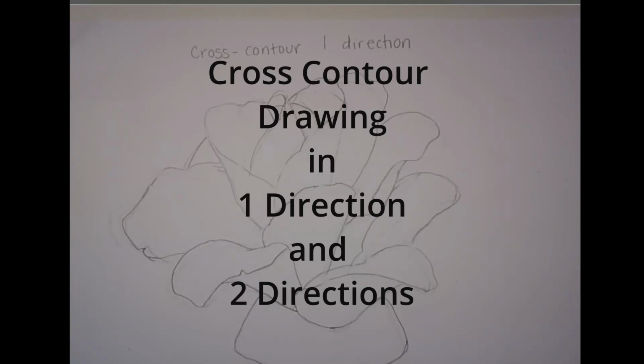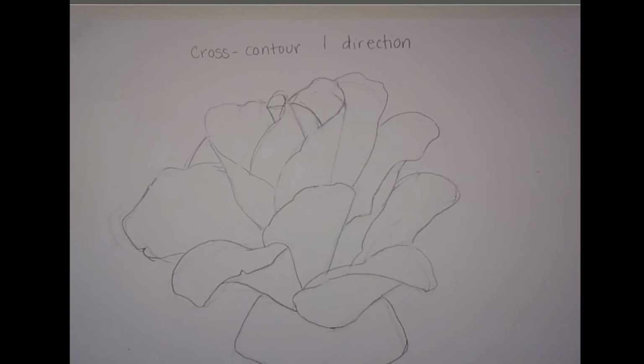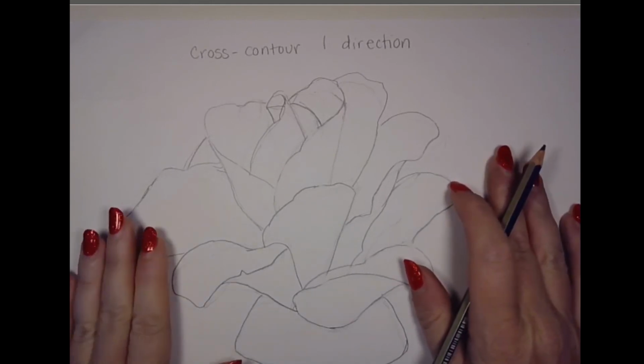Okay, here I'm going to do a cross contour drawing. So I drew in the rose, or I sketched in the rose, and cross contour is when you make lines across the surface of the object that you are drawing to show dips and curves in the surface. The lines are not actually on the object.